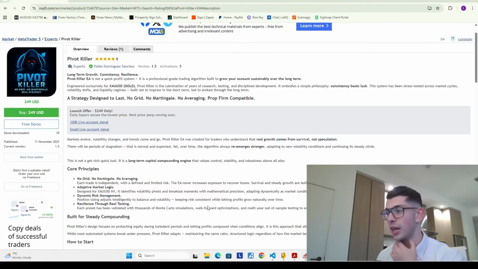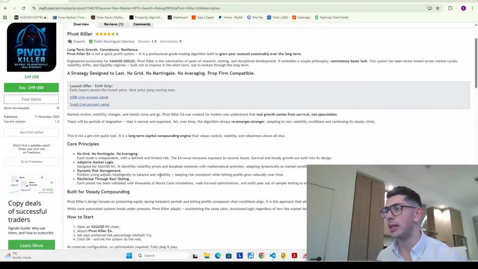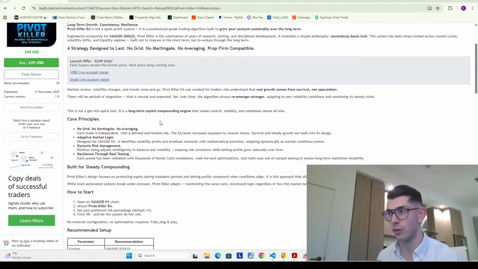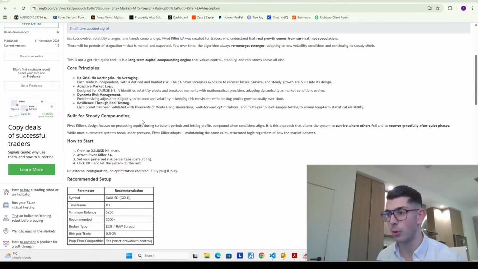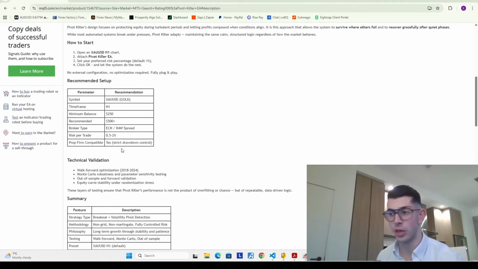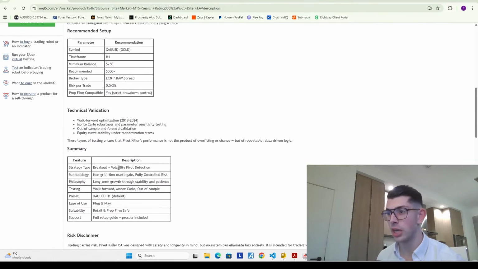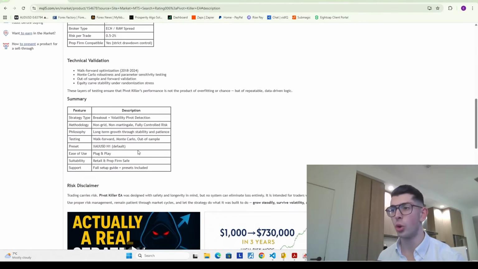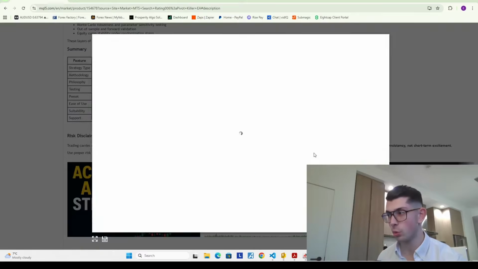Essentially what we're looking at is running on the H1, and he says once again it's not a get rich quick scheme, it's a long-term capital compounder, and he's saying you should use fairly modest amounts of risk. He's also saying yes, breakout system, volatility pivot detection, no grid, no martingale, and you can use it with prop firms.